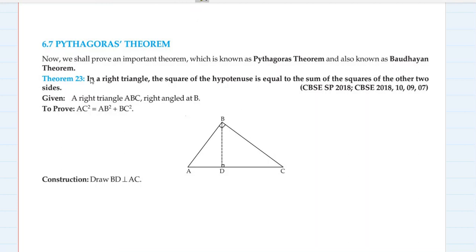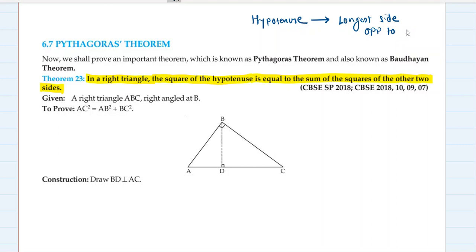What is Pythagoras theorem? The theorem says that in a right triangle, the square of the hypotenuse is equal to the sum of the squares of the other two sides. First of all, you all must know what is a hypotenuse. Hypotenuse is the longest side in a right angle triangle, which is opposite to the right angle.